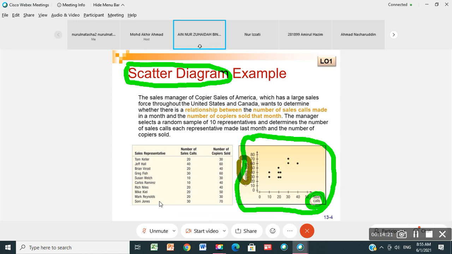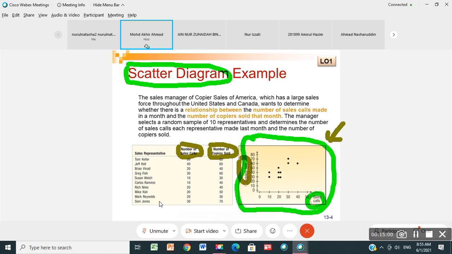Okay, thank you. So that means we have the data. We have the number of sales calls and we have the number of copiers sold. We have about 10 representatives, 10 people. So we have the data of 10 representatives, the number of sales calls and the number of copiers sold. From these two sets of data, we develop the scatter diagram.